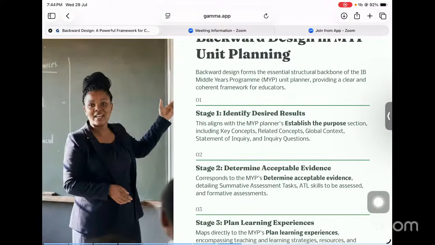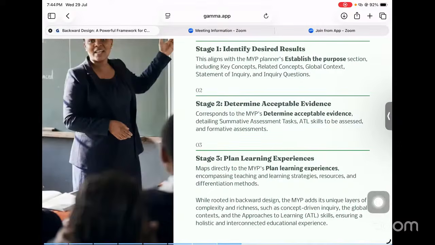Okay, so I would do that. And then I would plan the learning experiences. So first thing, content, concept, learning objective, get that very clear.